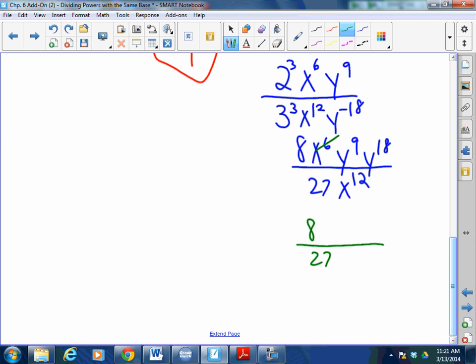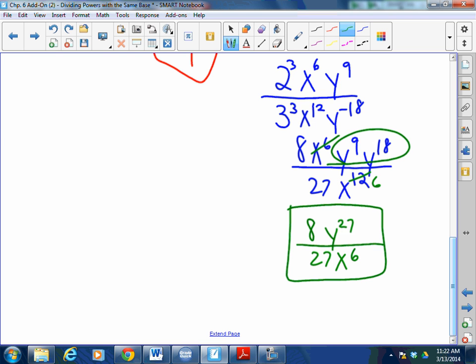However, I've got 6 x's up here. Take 6 x's from the denominator. I'm left with x to the 6 in the denominator. I don't have to do any guessing here. I write down exactly what I have left over. Y to the 9th times y to the 18th is y to the 27th. Why is it in the numerator? Because that's where it was from the beginning. You just follow suit. It's a lot easier than the whole subtracting thing, isn't it?